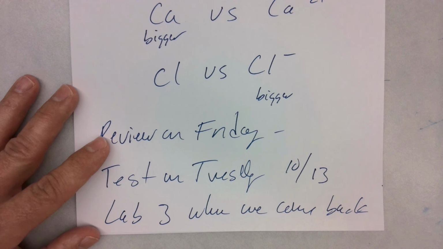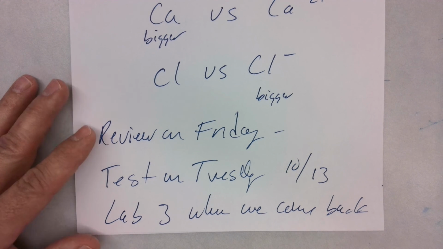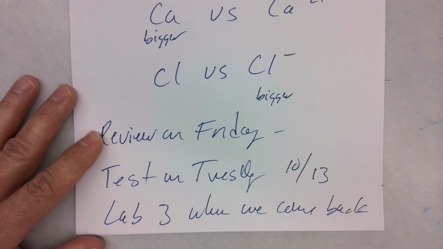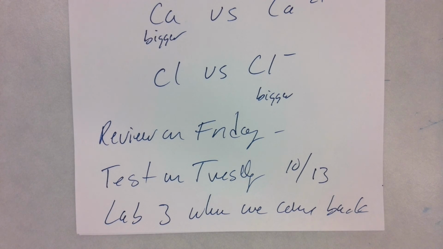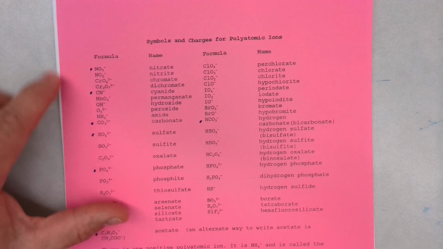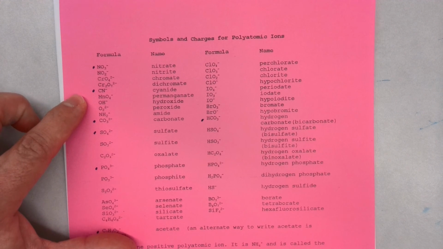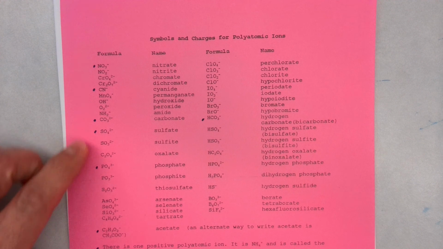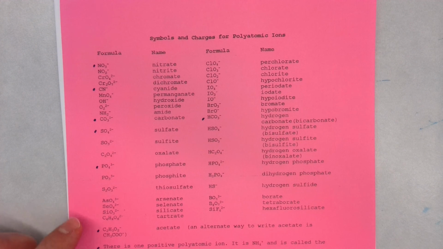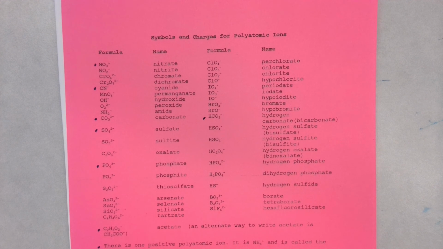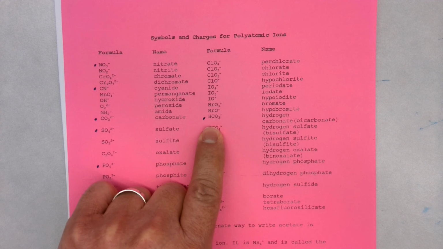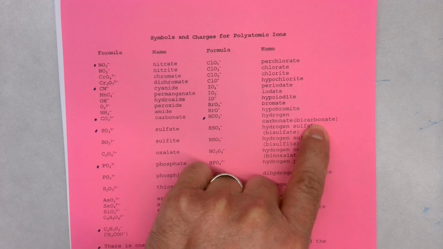Okay? Questions? What polyatomic ions should you know? You didn't write them down? I don't think I got them all. All right, there's 8 of them. They are nitrate, cyanide, carbonate, sulfate, phosphate, acetate. The very bottom one is the only positive one. It's called ammonium. And the only one on the right is bicarbonate.